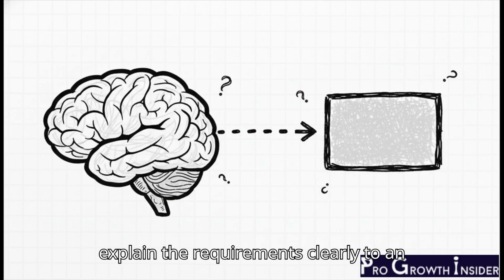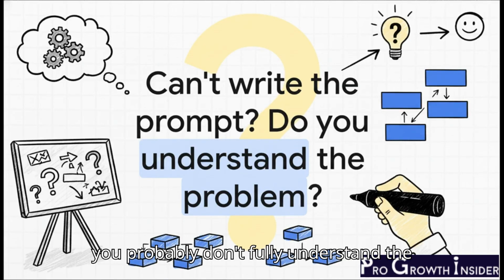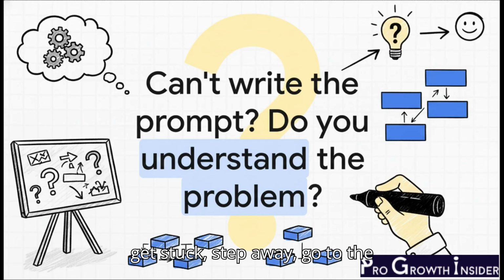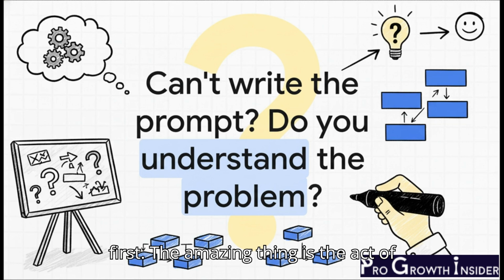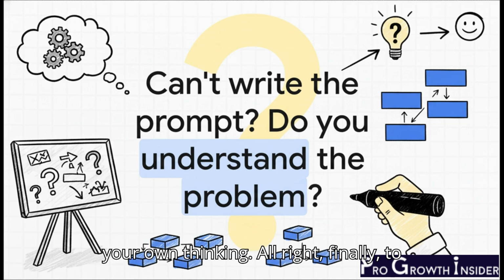If you're struggling to explain the requirements clearly to an AI, that is a huge red flag. It means you probably don't fully understand the problem yourself. So use this. When you get stuck, step away, go to the whiteboard, and clarify your own logic first. The amazing thing is, the act of writing a good prompt actually improves your own thinking.